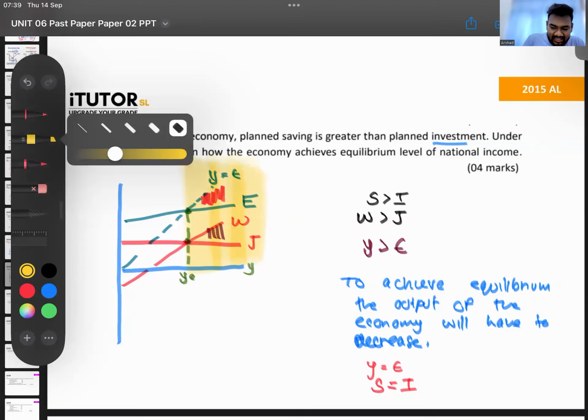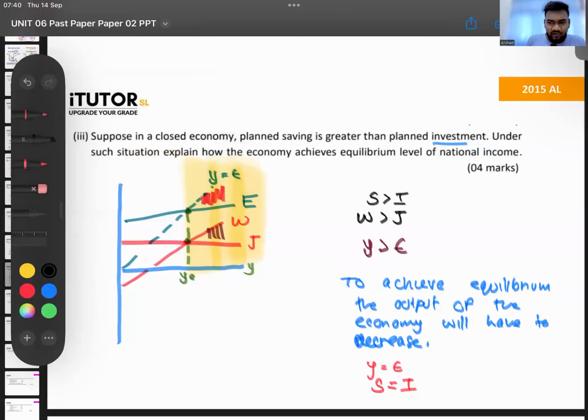You can say aggregate demand and aggregate supply also, but it's better if you use Y equals E, guys. That's a better way to put this answer, rather than saying aggregate demand and supply. Okay, talk about Y equals E. Look here, right now we are here. If you want, you can draw a diagram also, but I don't think the question will give you marks for a diagram, but you can draw if you want.